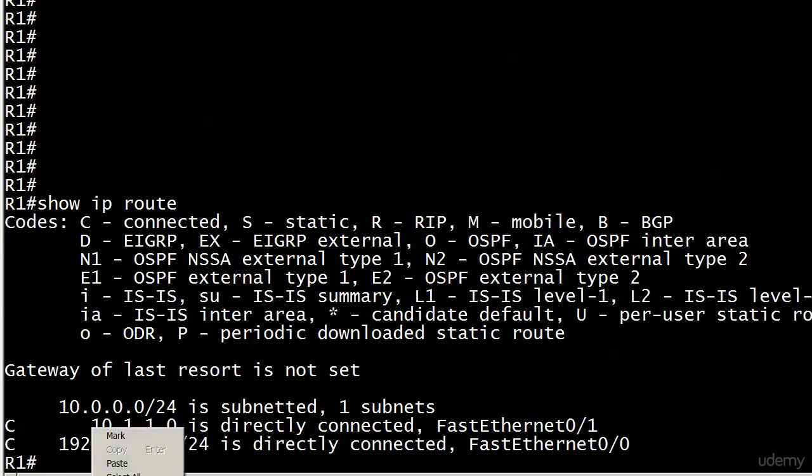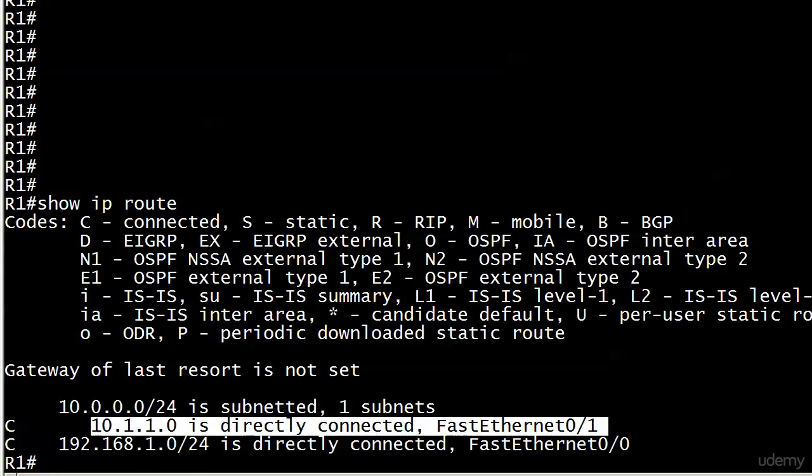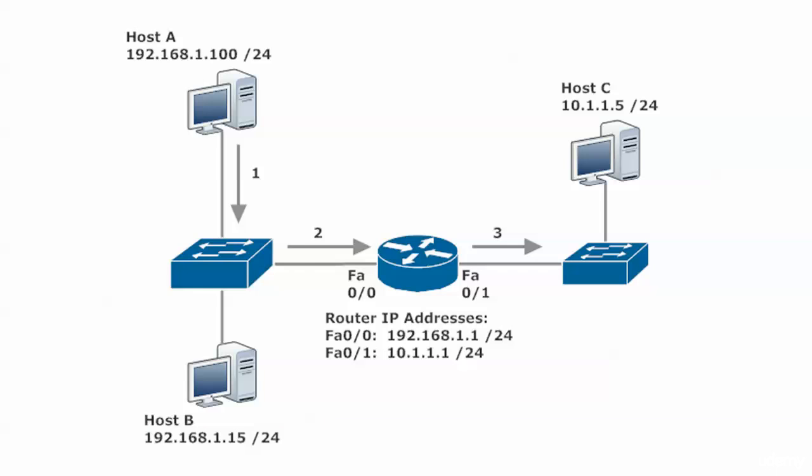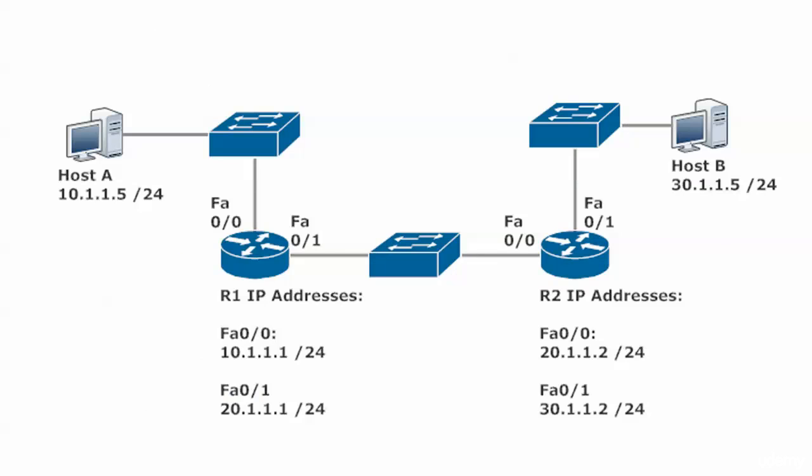And here's the match for the destination 10.1.1.0. There it is, directly connected FastEthernet 0/1. The router says, okay, I will now send these packets out 0/1. Host C off the switch will receive them. So, hey, routing is simple, right? Well, when it comes to a directly connected route and that's all you have, then it's pretty simple.